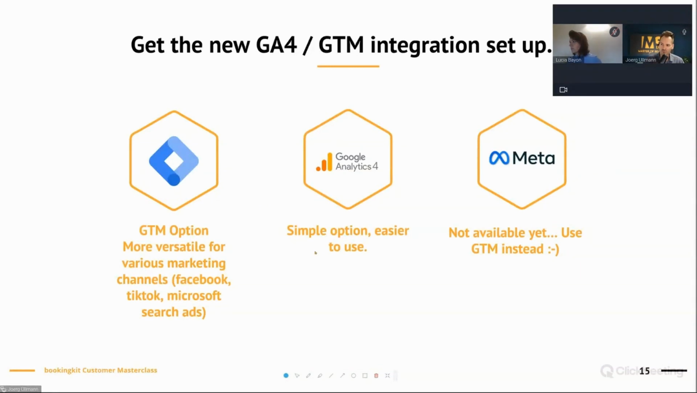If you want a simple option that's easier to use and you only have, for instance, Google Ads activities in your online marketing business, then the Google Analytics 4 integration might be the better option for you if you're not such an advanced user, because you can integrate the conversions into Google Ads afterwards. We don't have a Meta or Facebook integration yet in Bookingkit. I think there will be one in the future, not available yet. That's why use the Google Tag Manager integration instead.